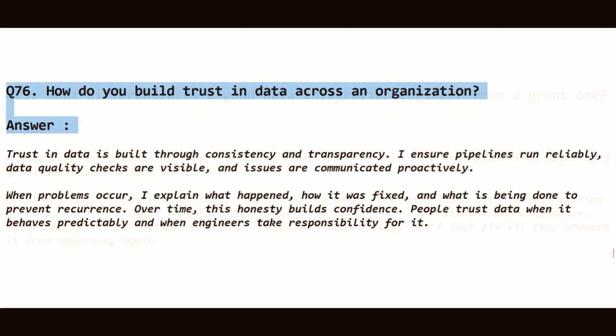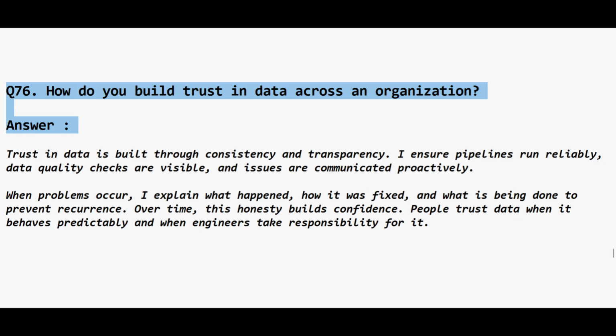Question 76. How do you build trust in data across an organization? Answer. Trust in data is built through consistency and transparency. I ensure pipelines run reliably, data quality checks are visible, and issues are communicated proactively. When problems occur, I explain what happened, how it was fixed, and what is being done to prevent recurrence. Over time, this honesty builds confidence. People trust data when it behaves predictably and when engineers take responsibility for it.